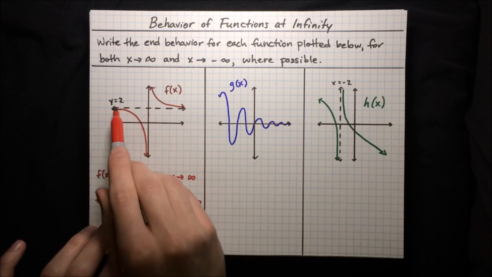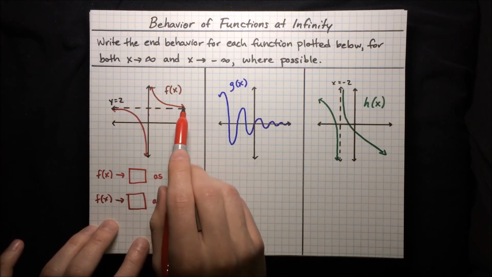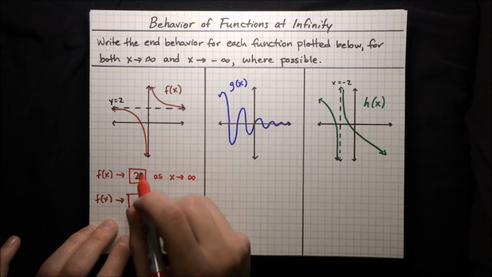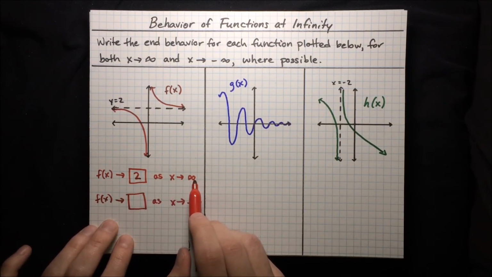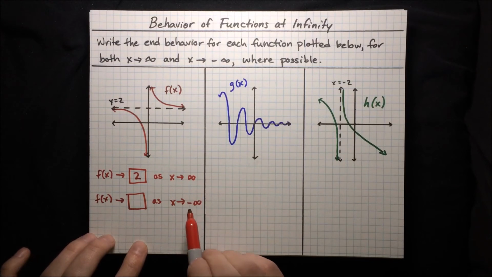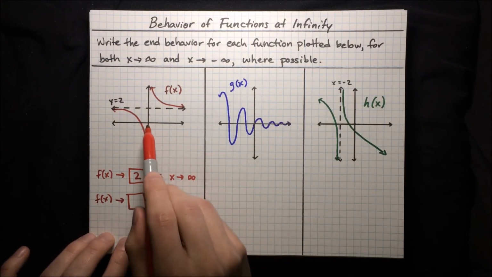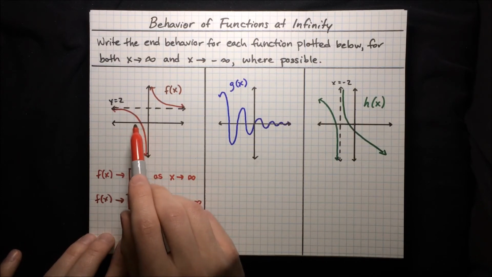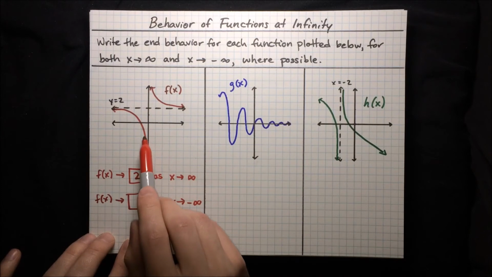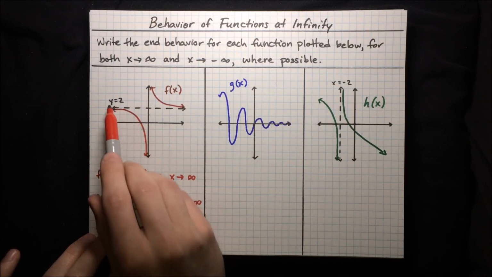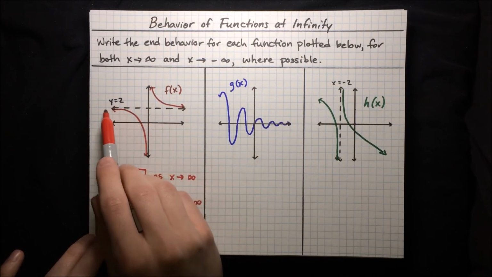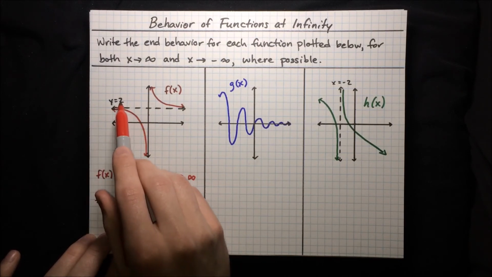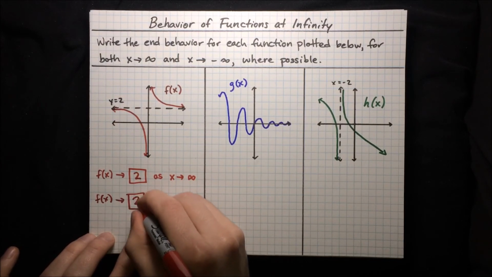Y equals 2, that's the horizontal asymptote here, getting closer and closer to that value as x increases, so that is our end behavior. F of x approaches 2 as x approaches infinity. And now how about as x approaches negative infinity? Well, as x decreases towards negative infinity, the function is shooting up but leveling off again at y equals 2. So again, it's approaching 2 as we go to negative infinity also. It's the same end behavior, approaching 2.